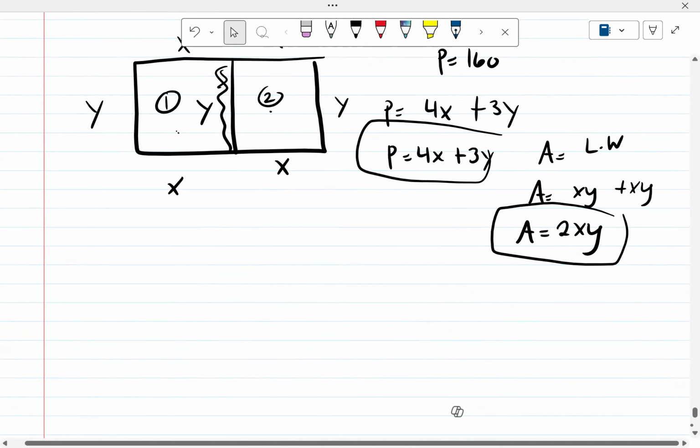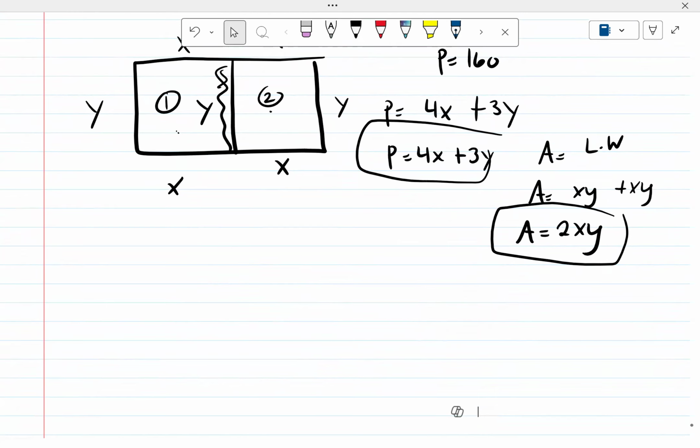So that means, let's use the area formula. So area equals 2x, and then let's replace y with what? What can we replace y with? All right, let's replace x. So we'll use area, and then I'm going to replace x with something. What should I replace x with?